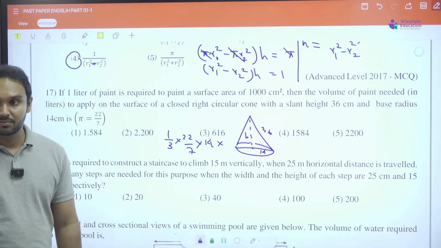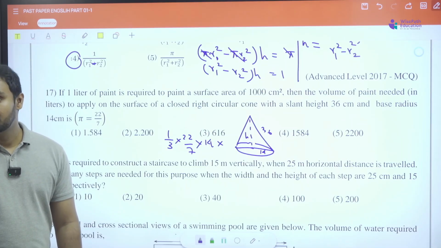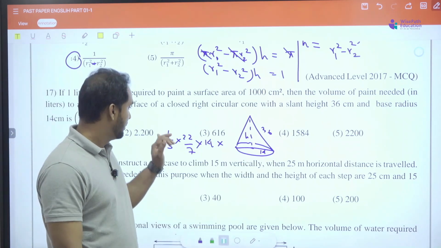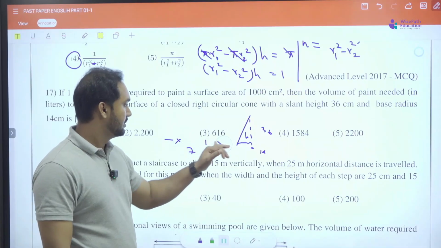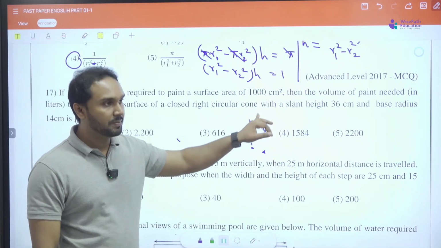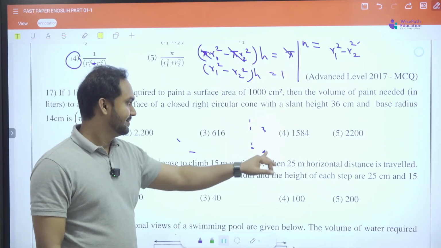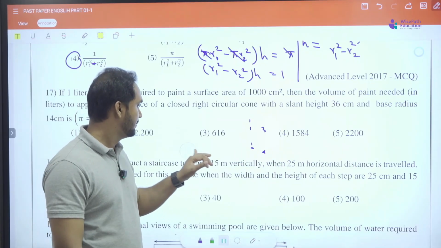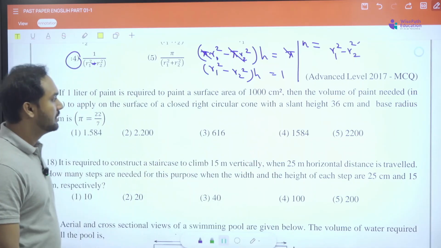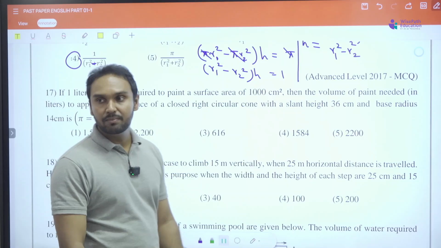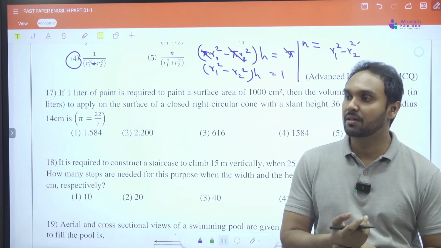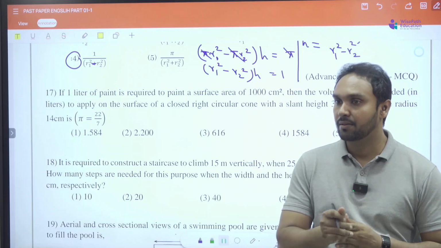This is volume. Yes, because this is painting, we need the area. So that is including the base, right? That is including the base. So what is the lateral area of the cone?